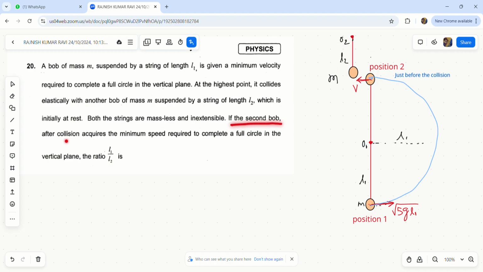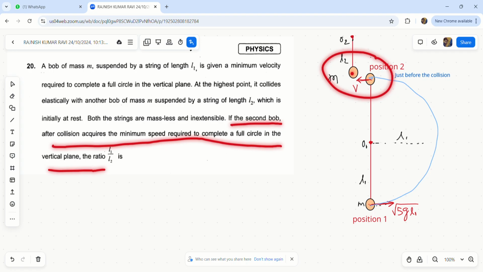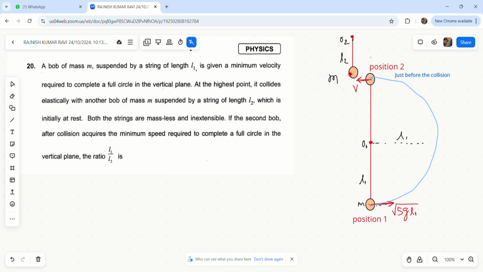The question says the second bob, after the collision, acquires the minimum speed required to complete a full circle in the vertical plane. So just after the collision, this mass m, suspended from a string of length L2, acquires the minimum velocity required to complete the vertical circular motion. Since it is suspended from a string of length L2, the minimum velocity it needs will be under root 5gL2.